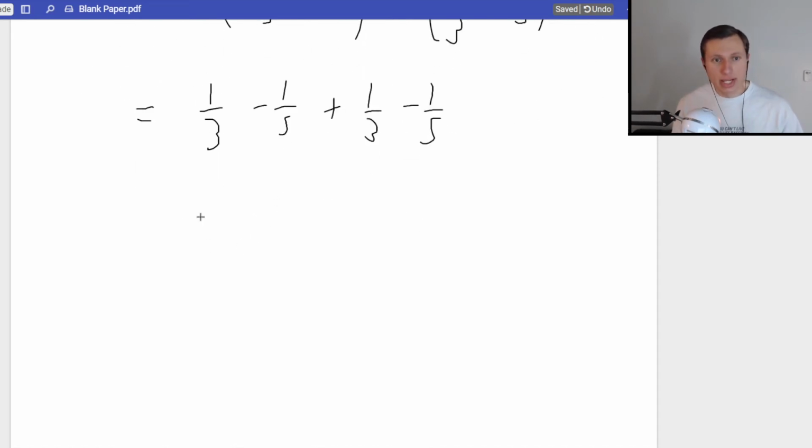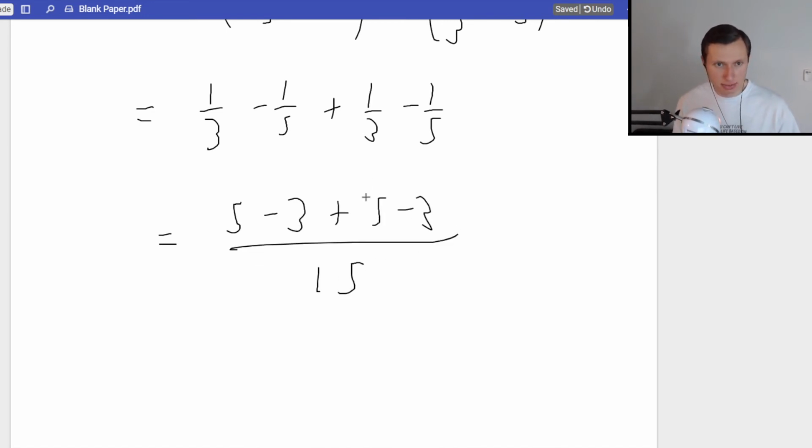1/5. If I break this into 15ths to get a common denominator, it would be 5 minus 3 plus 5 minus 3 over 15. Just got a common denominator. And so it's 5 minus 3 is 2, plus 5 minus 3 is 2. 4/15 is our final answer. Again, you have a calculator. I'm not worried about this part for you.